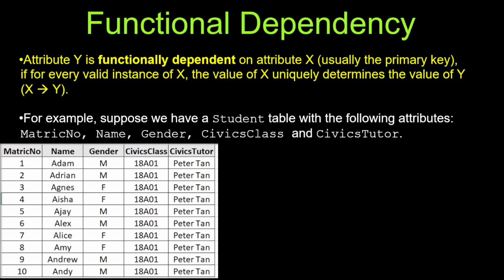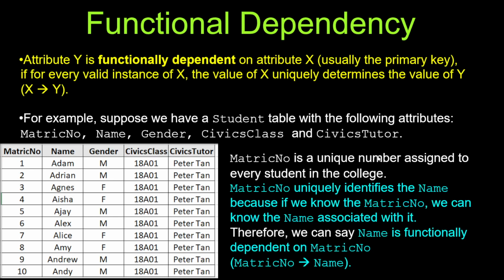So for example, here you have your same table: metric number, name, gender, civics class, and civics tutor. Metric number is a unique number assigned to every student in college. So metric number uniquely identifies the name. Once we know the metric number, we know the name of the student as well. From there we can say that the name is functionally dependent on the metric number. Of course, you might be able to see some other functional dependencies. Gender is linked to metric number as well. So this is functional dependency.